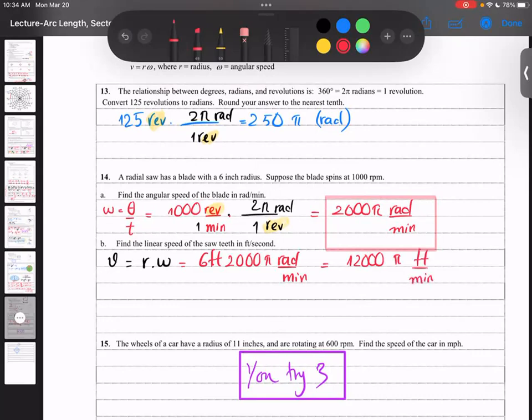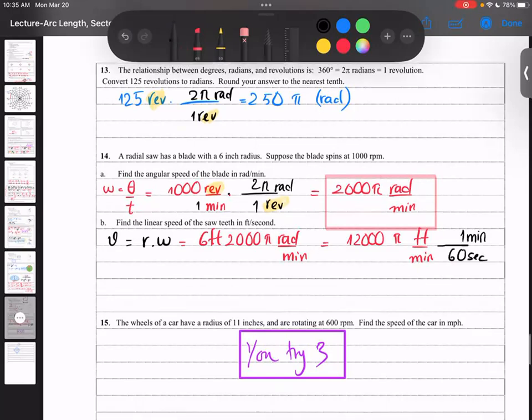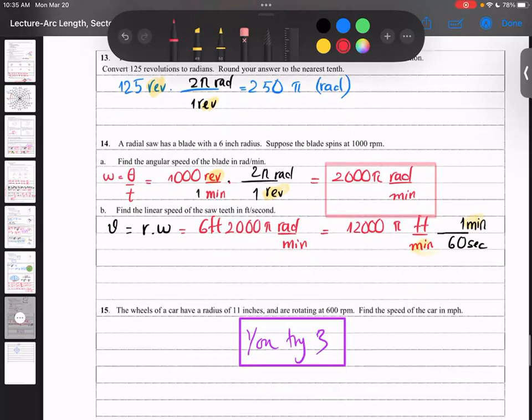Now we want feet per second, not minute. So we need to convert the minute into second. We do the same thing, right? Units changing, same thing. So 1 minute equal to 60 seconds. Make sure you put the minute on the top so it cancels with the one on the bottom. That cancels. 12,000 divided by 60 is 200 pi feet per second.